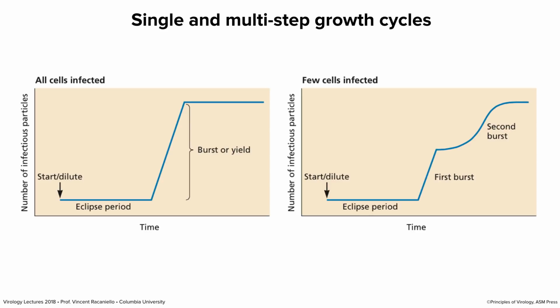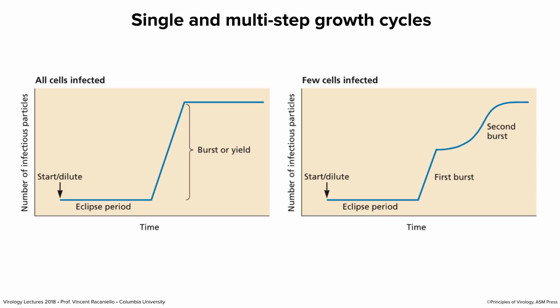And when those first particles are made, then we see viruses coming out of the cells. And that's when the curve goes up until it plateaus when all the cells are dead. So this we call the burst or the yield. And the two key parts here are the eclipse, where apparently no infectivity is being generated, but in the cell lots of synthesis is going on. And then when the first virus particles leave, we have the burst.